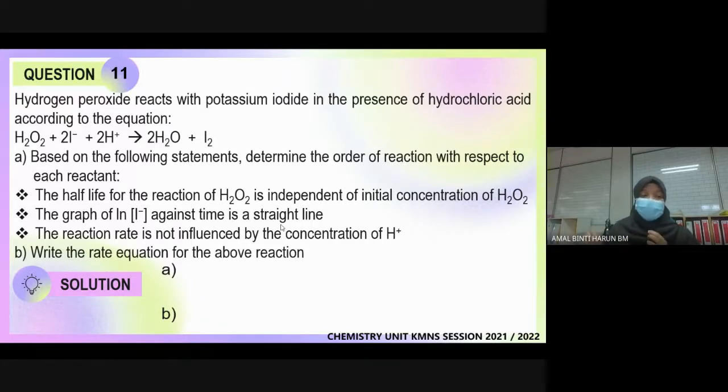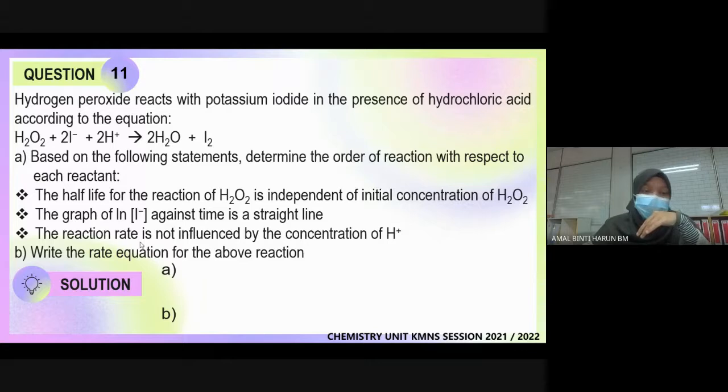Now, look at the third statement. The reaction rate is not influenced by the concentration of the H plus. Not influenced by the concentration H plus. Apa yang tak influence ni? Rate. So, order mana yang kalau kita naikkan concentration dia, macam mana concentration dia bertambah pun, dia takkan mempengaruhi rate pun. Kadar tindak balas tu takkan jadi cepat, takkan meningkat pun. So, it belongs to zero order.